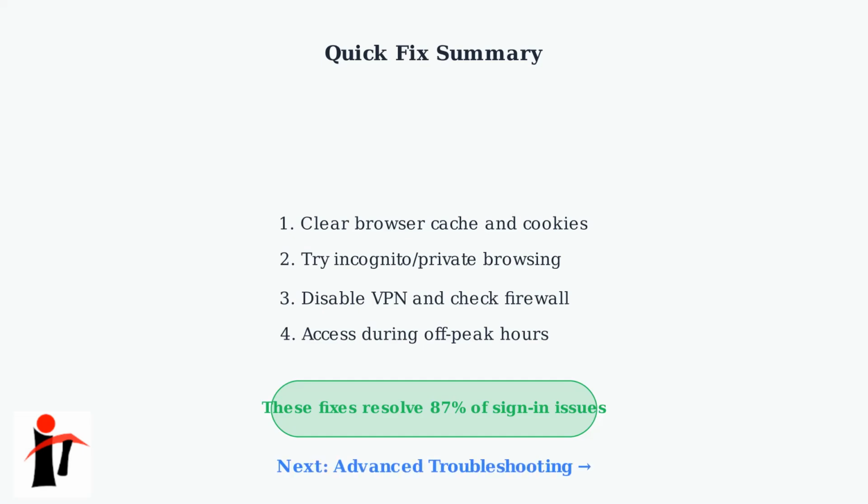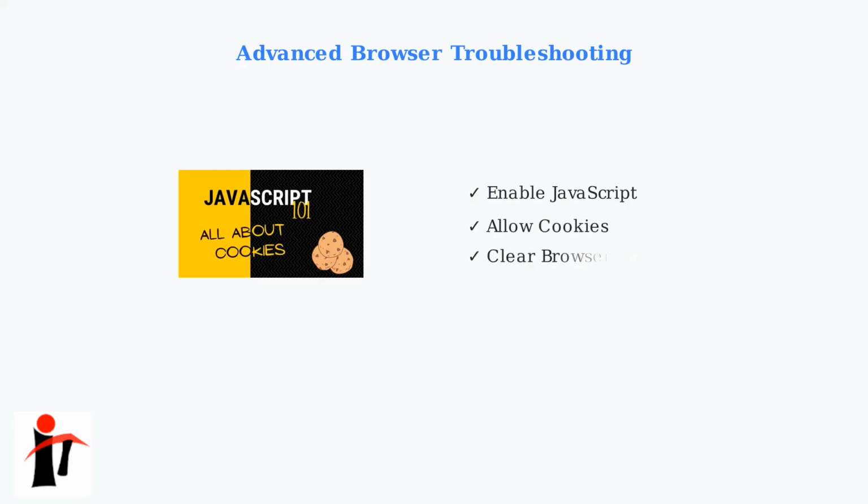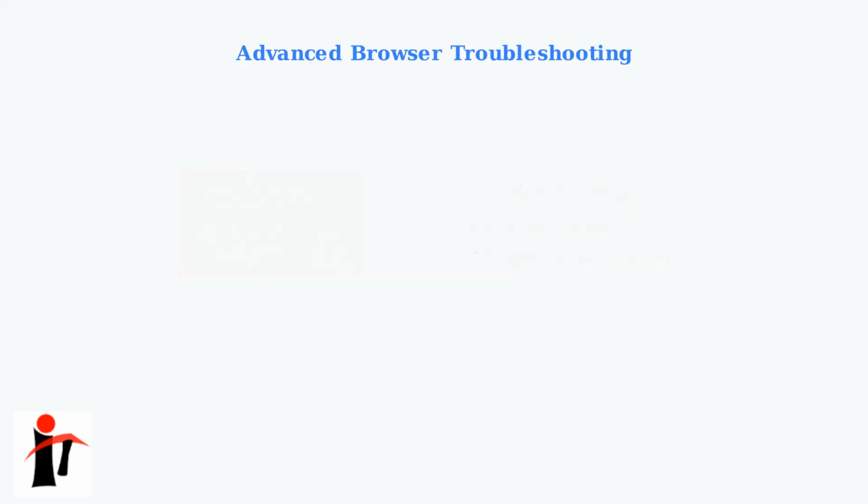If these immediate fixes don't resolve your issue, advanced troubleshooting steps, including technical configuration and banking-specific solutions, are available in the next section. If the quick fixes didn't resolve your CRA sign-in problems, we need to dive deeper into advanced troubleshooting techniques. These technical solutions address more complex browser and system-level issues. First, ensure that JavaScript and cookies are properly enabled in your browser settings. These are essential for the authentication process to work correctly.